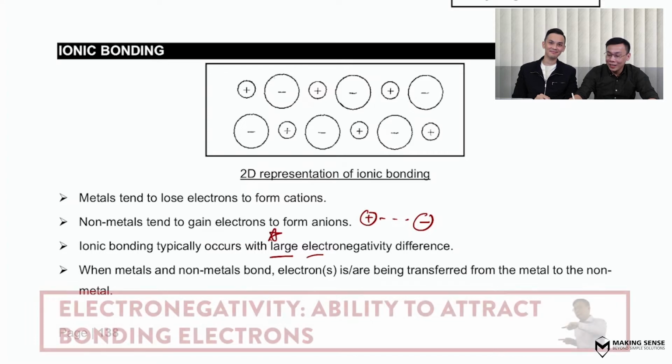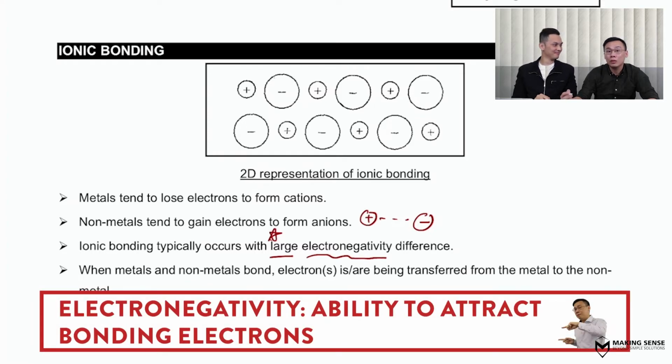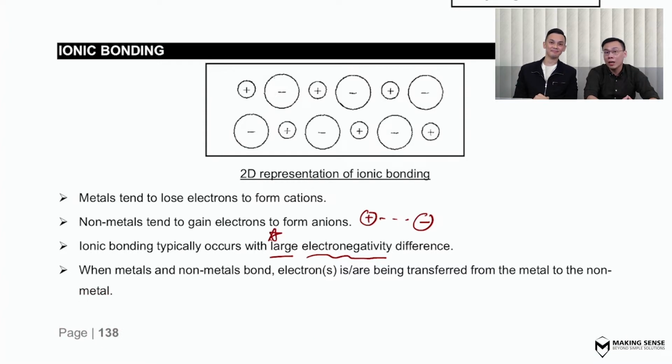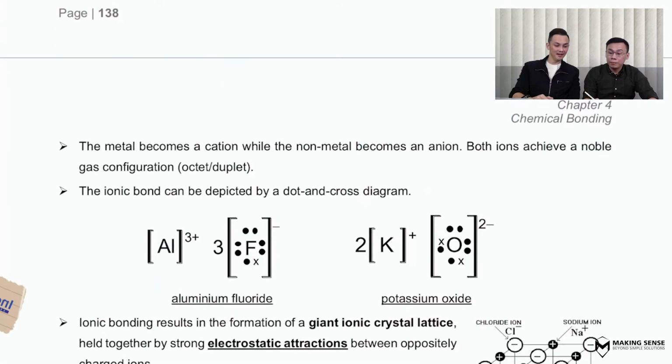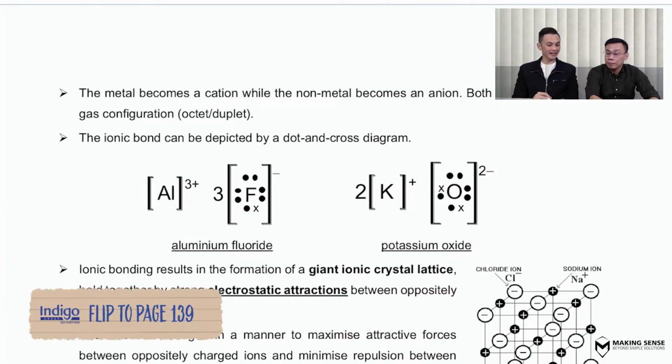Okay, so the proper definition of electronegativity is the ability to attract bonding electrons to yourself. So if an element is very electronegative, we would say that it has a high tendency to attract bonding electrons to itself. Now let's take a look at something I think they are quite familiar with, which is a dot and cross diagram.